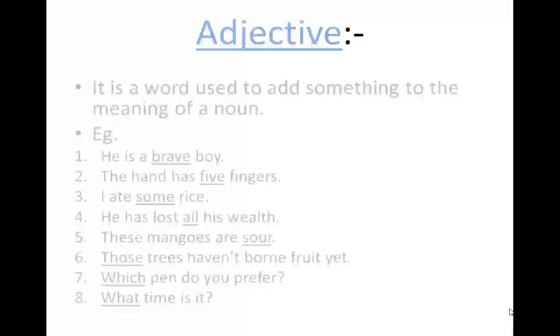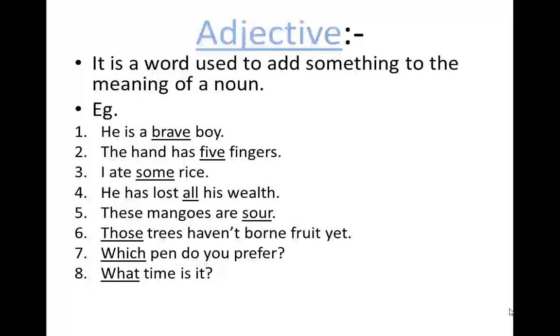Adjectives. It is a word used to add something to the meaning of a noun. Obviously, adjectives we have already studied are the words that tell us more about a noun. He is a brave boy. The hand has 5 fingers. I ate some rice. He has lost all his wealth. These mangoes are sour. Those trees haven't borne fruit yet. Which pen do you prefer? What time is it? So all these underlined words are adjectives.